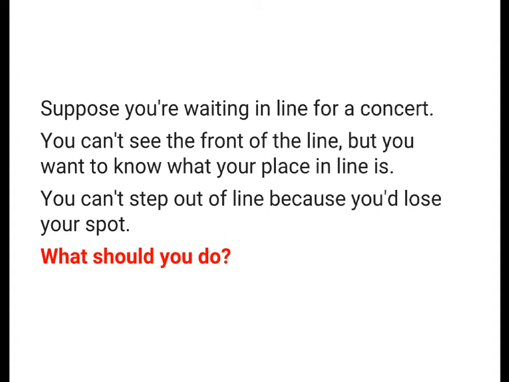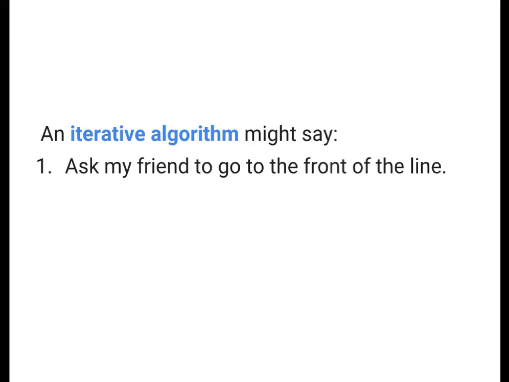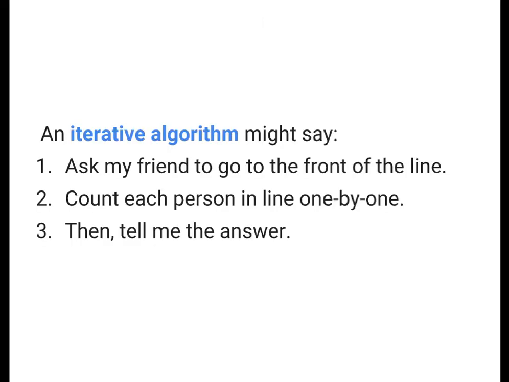All right, so I'm going to show you 2 solutions to this problem. The first one is an iterative algorithm. So think back to your while loops, your for loops. What have you been doing so far in this class, right? What I can do is I can ask my friend to go to the front of the line. This is like initializing or assigning a counter, like i, for example, to be 0. And then I can ask them to count each person in line 1 by 1. This is like going through that while loop, i plus equals 1, i plus equals 1. And then tell me the answer at the end. So return whatever value is at the end. So it's like an iterative version of that.